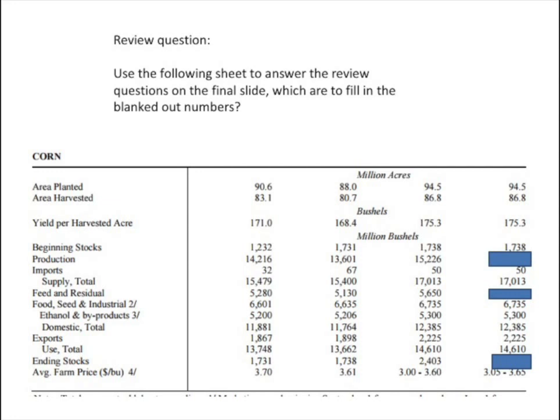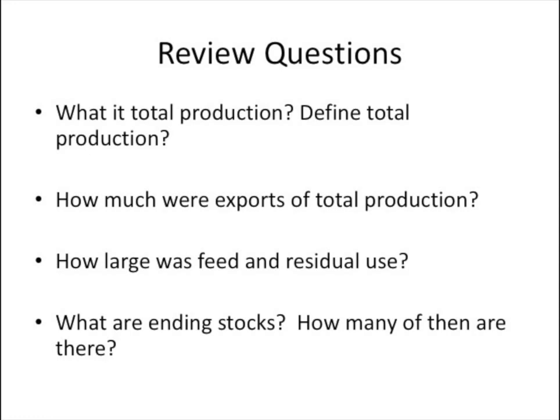All right, so that's supply and use accounting. Now what I would like you to do is calculate that as part of our review question. I have given you another supply and use column here. This is for corn. You'll notice that there are 3 blanked out numbers. I want you to calculate those for our review question. So our review question here is, what is total production?